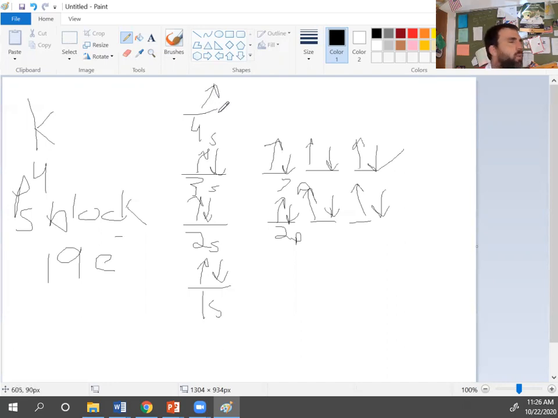However you want to count. I count 2, 4, 6. As long as you count the electrons. Yes, ma'am. So now I've drawn 19 electrons, correct? So that's the orbital notation for potassium.